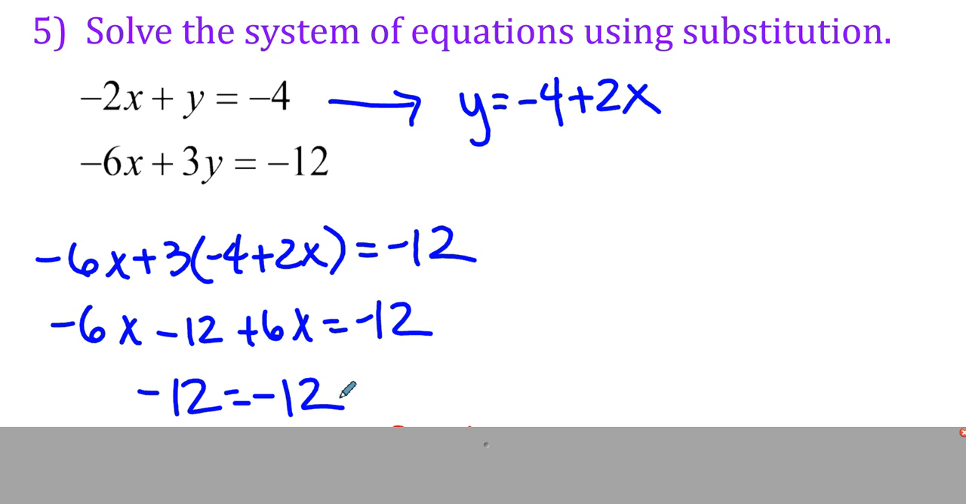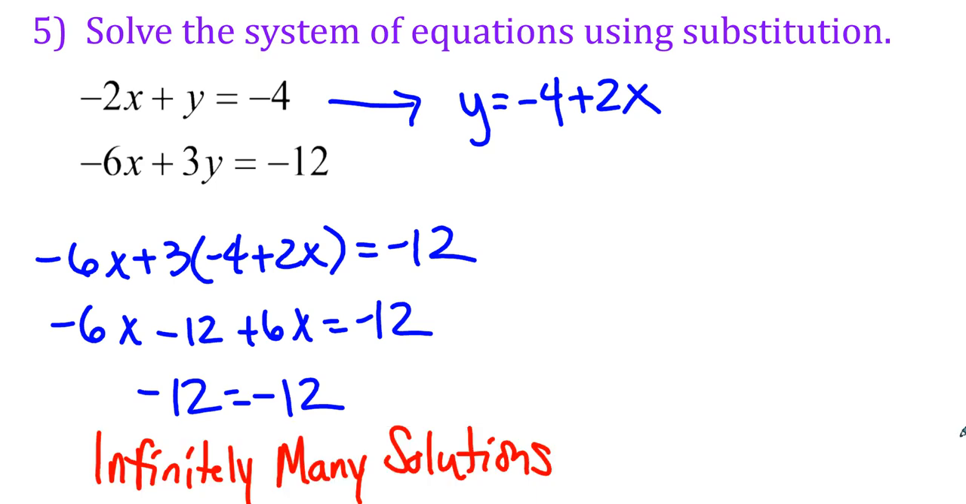Well, that's a true statement. Because it's true, what does it tell us? That tells us that we have infinitely many solutions to our system of equations. Graphically, what does that mean? That means that these two equations both represent the same line on the coordinate plane. Therefore, every single point that they contain would be the same, and therefore the two lines would be touching each other. So again, true statement, infinitely many solutions.